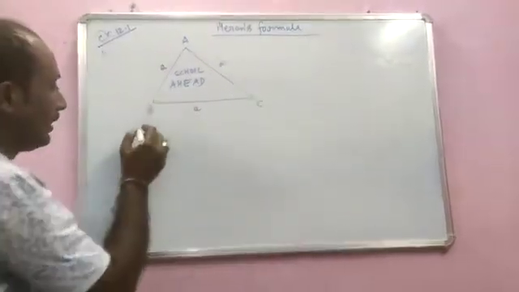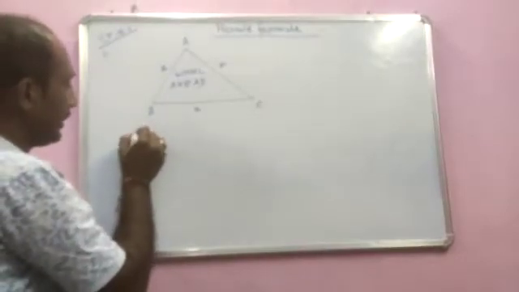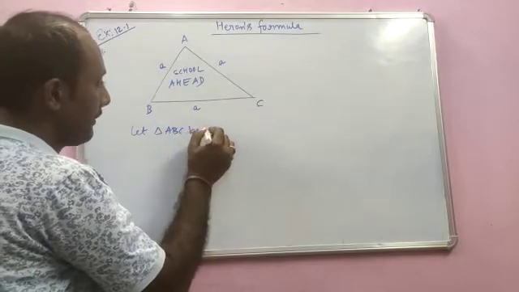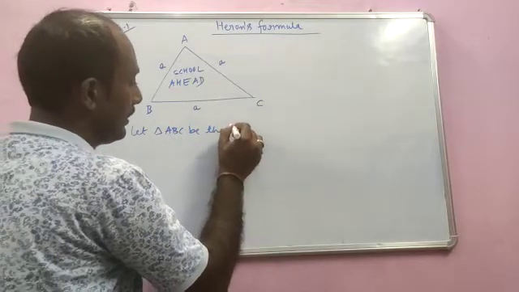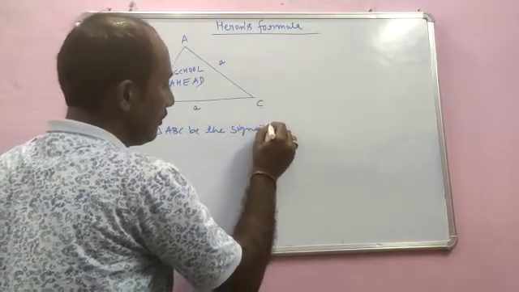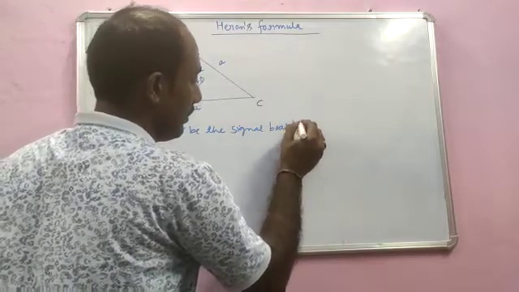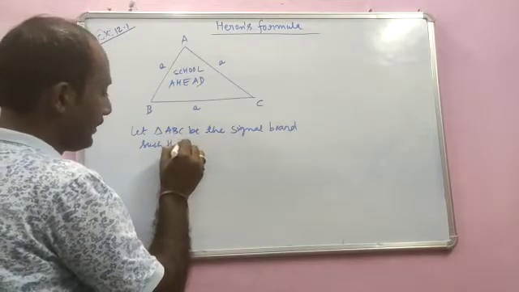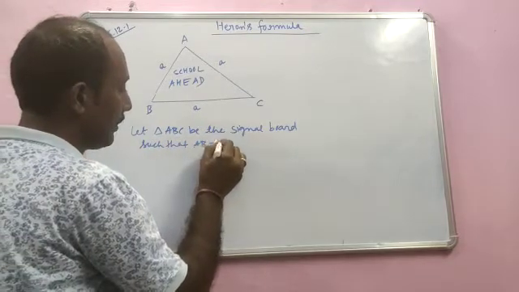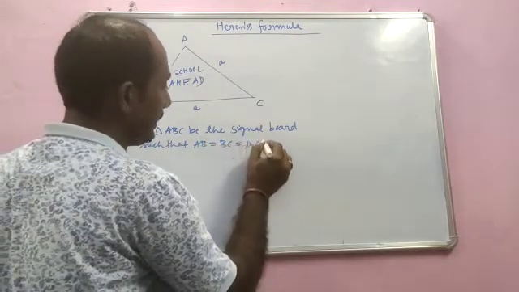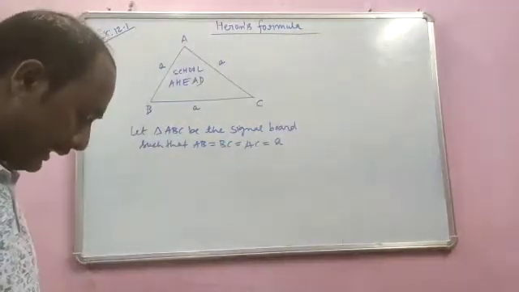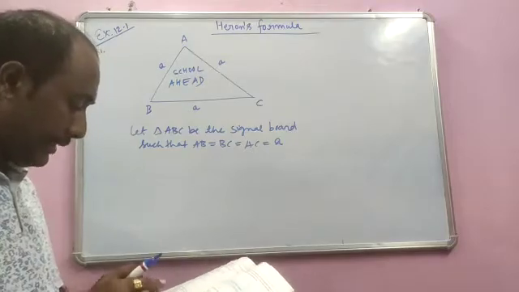So what is here in the figure? We will explain it: let triangle ABC be the signal board such that AB is equal to BC is equal to AC is equal to a, because it is given in the question that it is in the shape of an equilateral triangle with each side a.